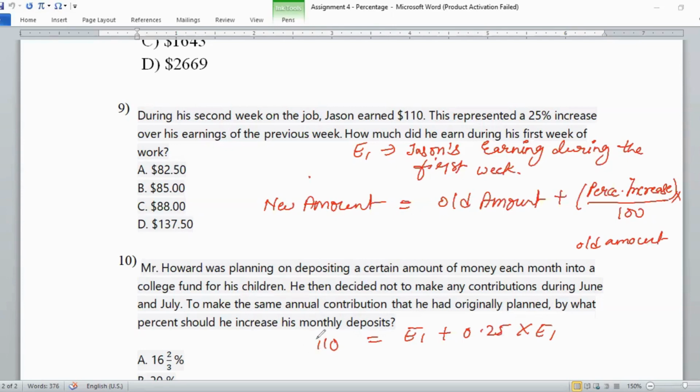Let me solve it here furthermore. On solving, what I'm getting is 110 equals 1.25 E1. When you are adding E1 and 0.25 E1, you are getting this. Now, when you solve it for E1, you will get 110 by 1.25, which equals 88. So therefore, Jason earned $88 during his first week of work, and which is the correct option? Option number C for this question.